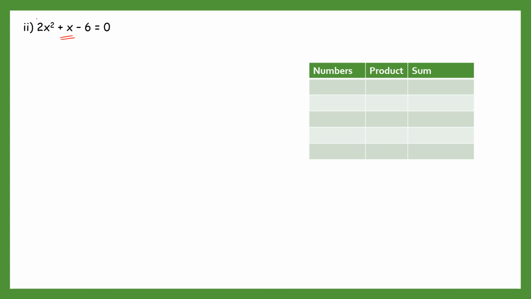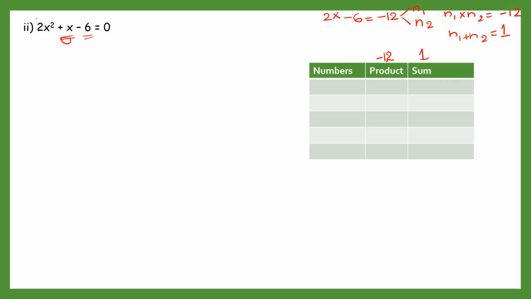Yes, you should take the coefficient of x square. What is it? 2 into, what is a constant? Minus 6. 2 into minus 6 is minus 12. This minus 12 should be split into two terms, n1 and n2. Their product should be minus 12 and sum of those two numbers should be what? Coefficient of x. Coefficient of x here is what? There is no number here. That means 1. 1 into x. So sum should be 1. So n1 into n2 should be minus 12 and n1 plus n2 should be coefficient of x, which is 1 here.